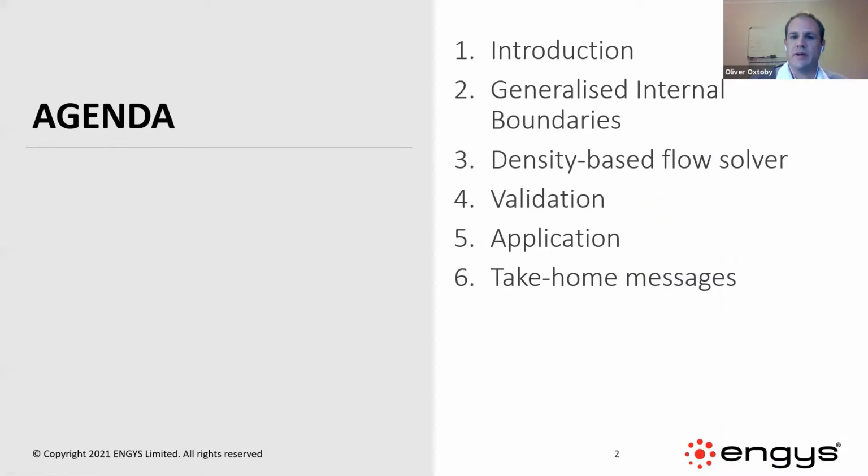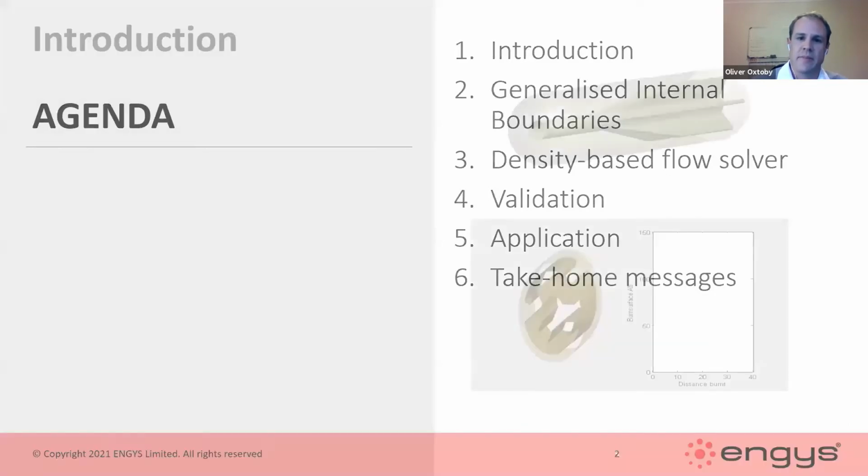So in outline, I'll first just be giving a brief introduction to the two main pieces of technology which make up this application, generalized internal boundaries and a density-based flow solver, and then briefly give two examples, a validation case and an application case.